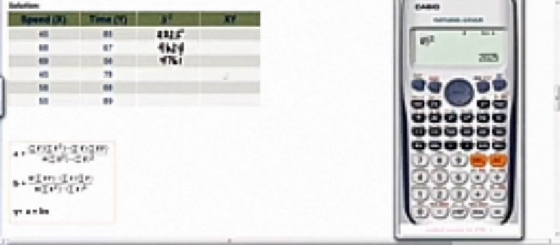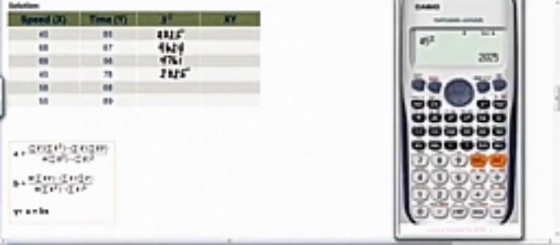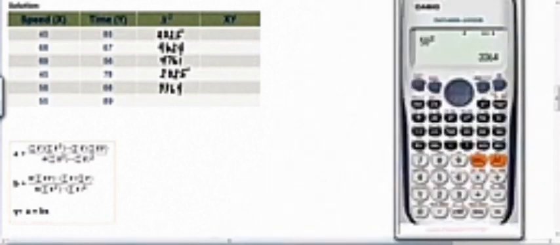Galing yung natin, 2,025. Actually, pareho sila natin. 2,025. Next one would be 58, so 58 squared is 3,364. And then the last one is 55 squared, so 3,025. Okay? Next column would be XY.